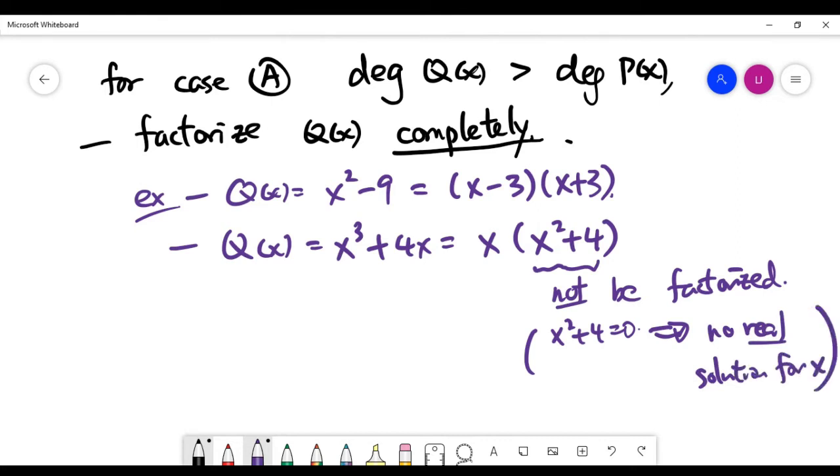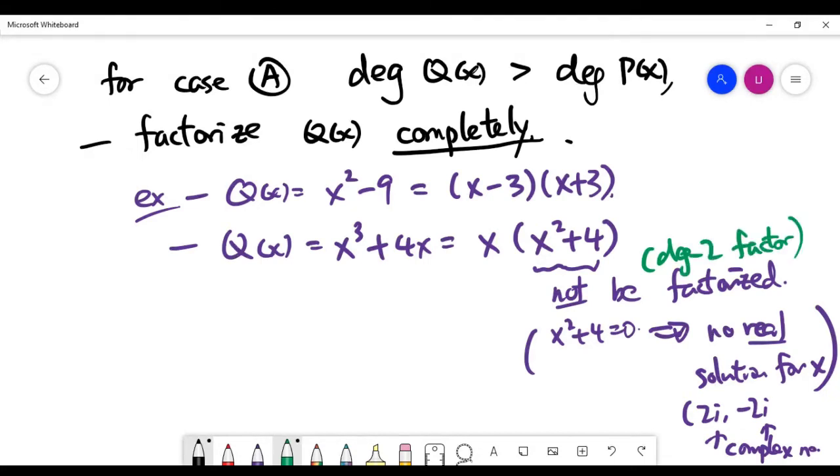For those of you who are very good at using a calculator for this kind of problem, you would notice that you get solutions like 2i and minus 2i. I is not a real number. This is called an imaginary number, so they are not the real solutions we look at. Anyway, it gives you a sense that it cannot be factorized. This factor is what we call a degree 2 factor, in the sense that after you completely factorize this polynomial, which is degree 3 itself, it has one degree 1 factor, right? And it has a second factor of degree 2, which cannot be split further.